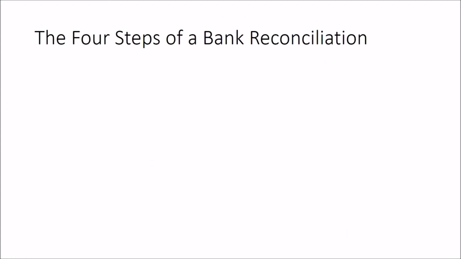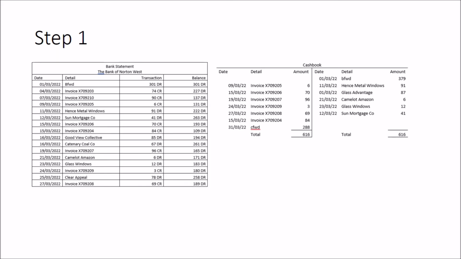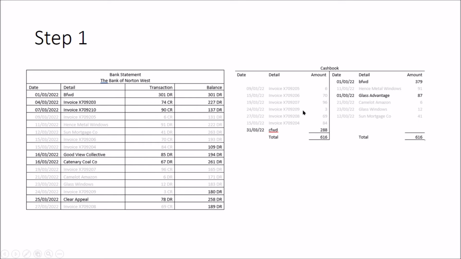Okay, so the 4 steps of a bank reconciliation. And remember, for every bank reconciliation question, these are going to be exactly the same. It's not going to change at all, regardless of the question. So, step 1. I've got my bank statement here, and I've got my cash book here. And the first thing I'm going to do is take everything that I've got in the cash book to the bank statement. So I tick them all off, so there's 6 and 70 there and whatever. I tick them all off here, and I've got rid of those ones.